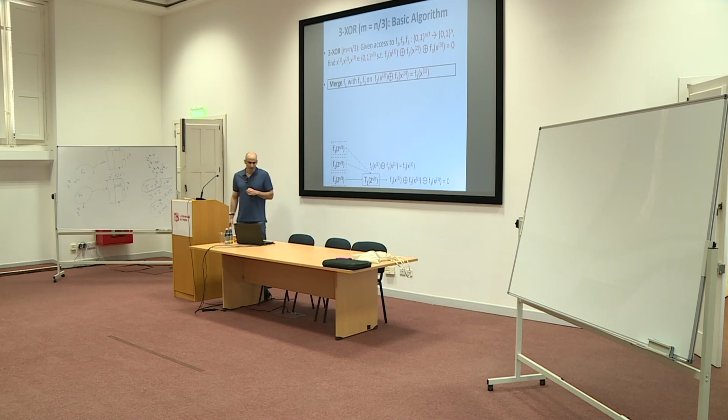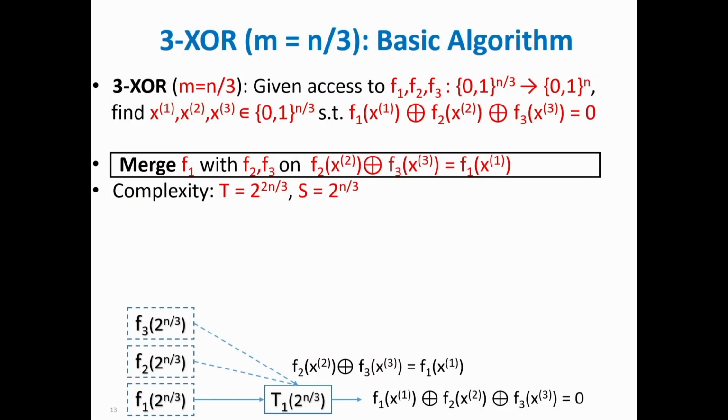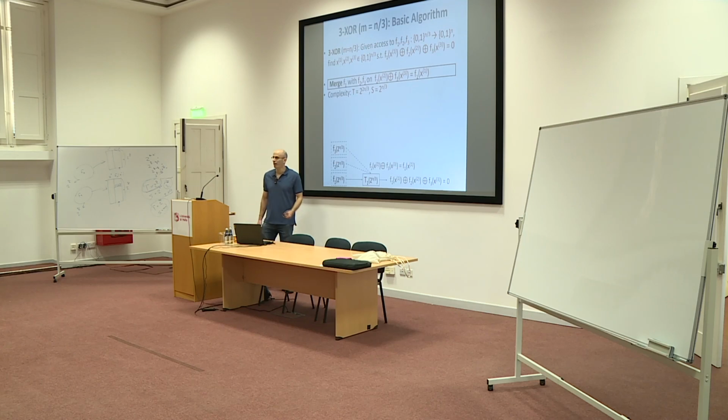So what are the time and memory complexities of this basic algorithm? The time complexity is 2 to the 2n over 3, because it's dominated by iterating over all the inputs in the domain of f2 and f3. And the space complexity is just building this table, the size of the domain of the function f1, which is 2 to the n over 3. Okay, so these are the parameters that we get. And like I said, we don't know how to improve the time complexity. Again, it's a major open problem. However, we can improve the space complexity, as I'll show you shortly.